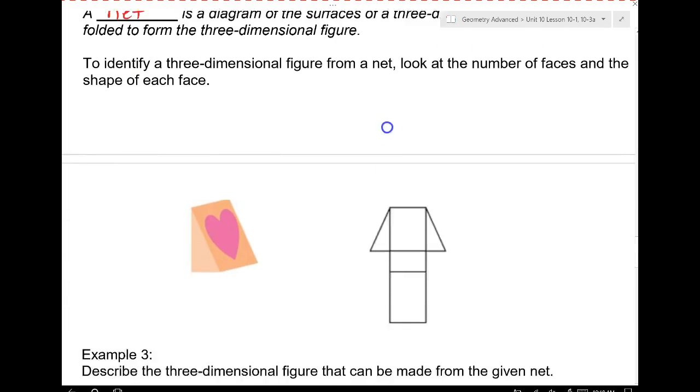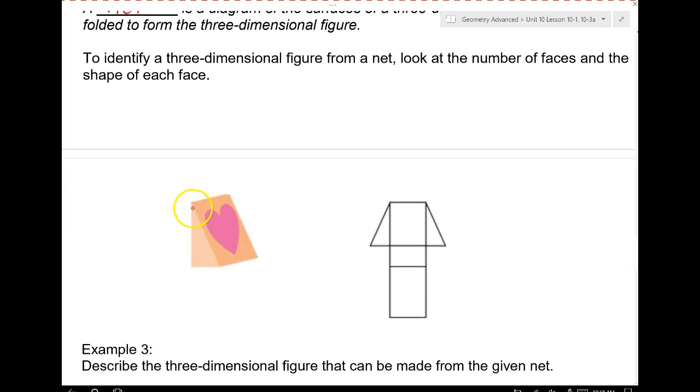Now here's an example of a silly little net. This is like one of those cute little containers that you can put stuff in for Valentine's Day. Isn't that just precious? But look what it looks like when I lay it flat. It's kind of like taking a box and laying it flat, look at the shape I get.